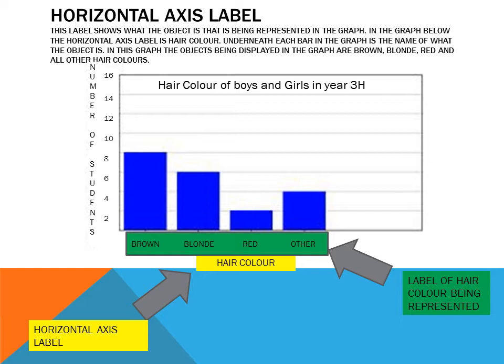Horizontal axis label. This label shows what the object is that is being represented in the graph. In the graph below, the horizontal axis label is hair colour. Underneath each bar in the graph is the name of what the object is. In this graph, the objects being displayed are brown, blonde, red, and all other hair colours.